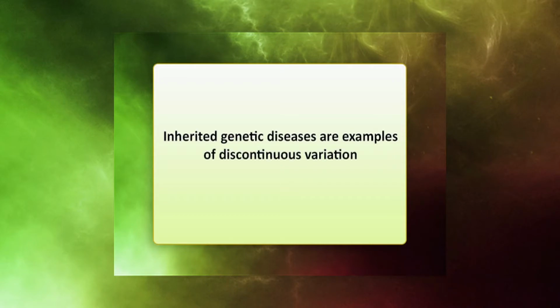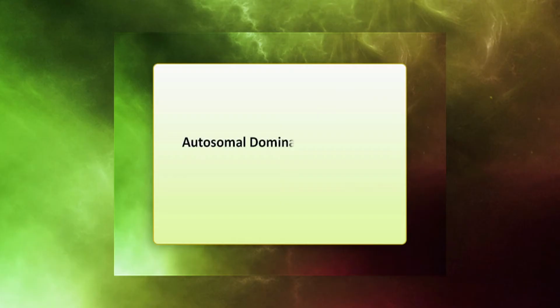However, there are numerous examples of diseases that follow a monogenic pattern of inheritance. Inherited genetic diseases are examples of discontinuous variation. The disease is either present or is not, and there is no intermediate range. They show monogenic inheritance. Now, let us start with the first part of our topic, that is the autosomal dominant inheritance. First, I shall give you the pattern of inheritance followed by an autosomal dominant trait.